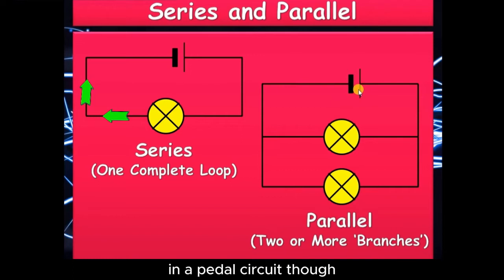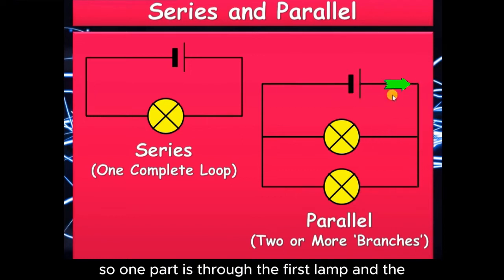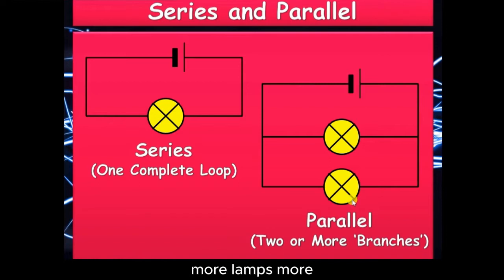In a parallel circuit, though, you have more than one path for the current to flow. One path is through the first lamp, and the other path is through the second lamp. And if you have more branches, more lamps, or more electrical components here, we would have more branches for the current to flow as well.